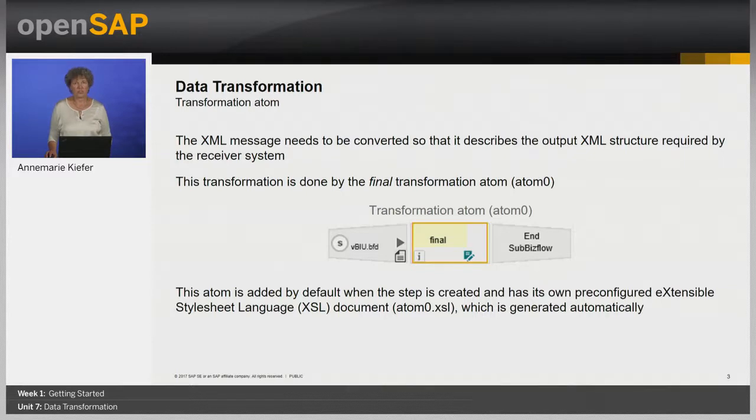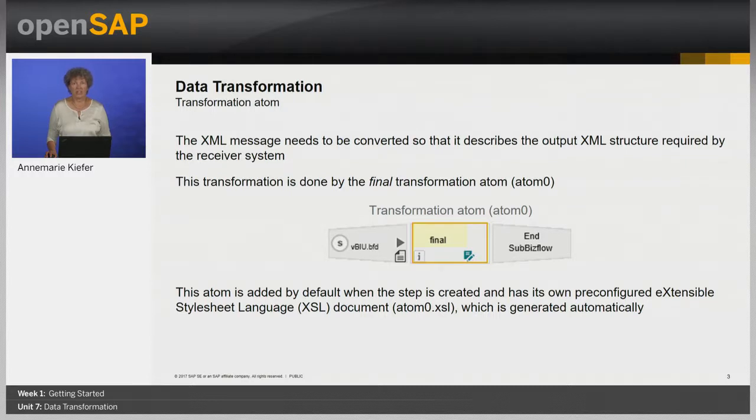The XML message needs to be converted so that it describes the output structure of the data required by the receiver system. For example, your input data from the sender might be a flat file structure. However, your receiver system only accepts the data in a different structure, for example, in a 3-level hierarchy. In the process flow of a scenario step, you are working in XML. You transform the data in the XML message into an XML representation of what the receiver or caller expects.